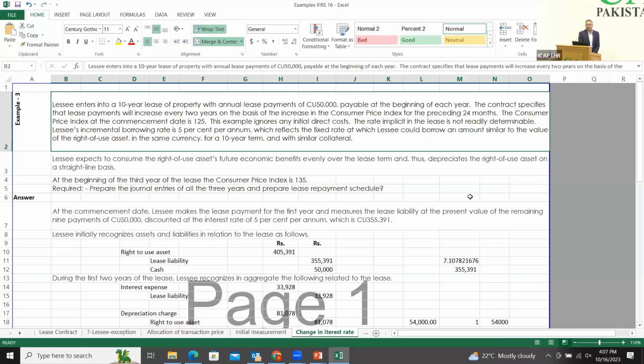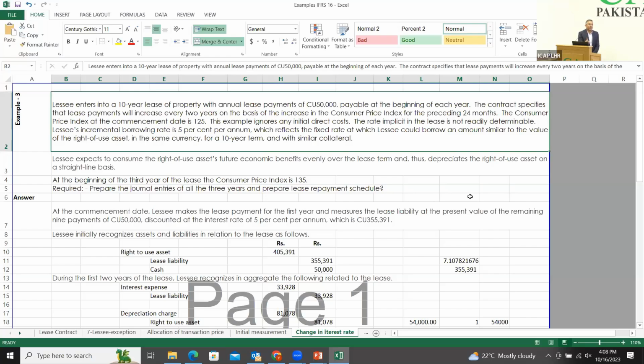Lessee enters into a 10-year lease of property with annual lease payments of 50,000 payable at the beginning of each year. The contract specifies that the lease payment will increase every 2 years on the basis of the increase in the consumer price index for the preceding 24 months. The consumer price index at the commencement date is 125. This example ignores any initial direct cost. The interest rate implicit in the lease is not readily determinable. Lessee's incremental borrowing rate is 5% per annum, which reflects the fixed rate at which the lessee could borrow an amount similar to the value of the right of use in the same currency for the same term.